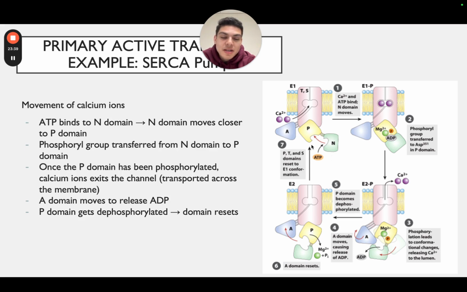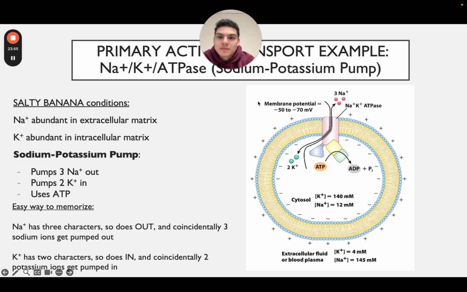So while this is happening, the ATP stuff and transfer, the calcium is already going into the channel. And then once the phosphate group transfers onto the P, it's going to do some conformational change and the calcium can go through. And the A domain moves to release that ADP, and now we reset and go back to baseline. That's basically the whole mechanism of the SERCA pump.